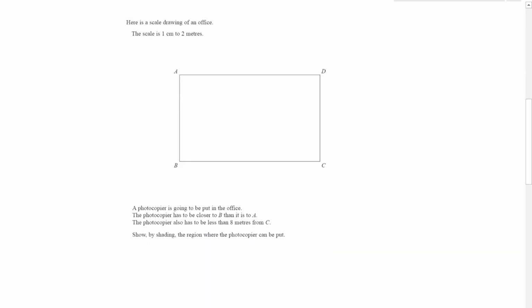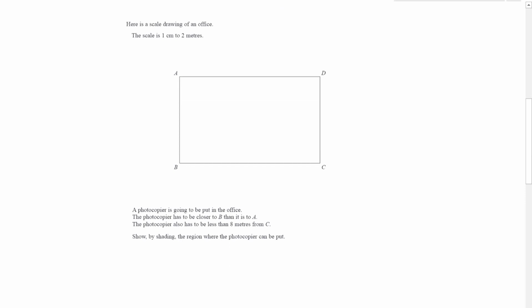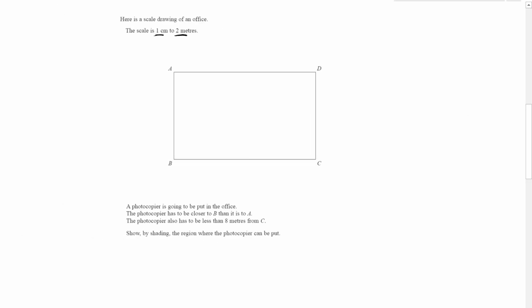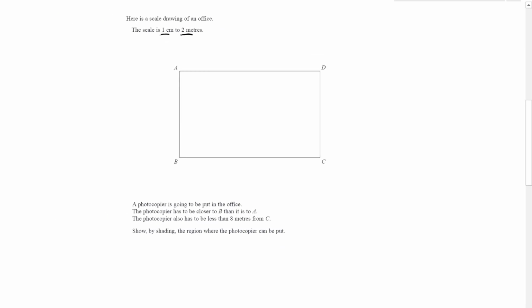Okay, so a very similar type question. Here is a scale drawing of an office where every centimeter is actually representing 2 meters. A photocopier is going to be put in the office. The photocopier has to be closer to B than it is to A, and the photocopier also has to be less than 8 meters from C. So show by shading the region where the photocopier can be put.